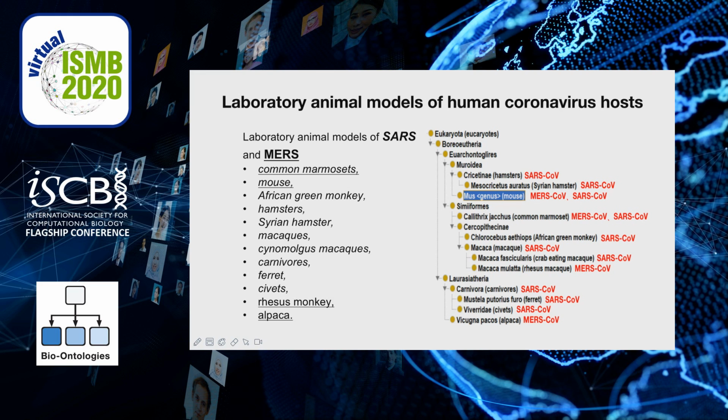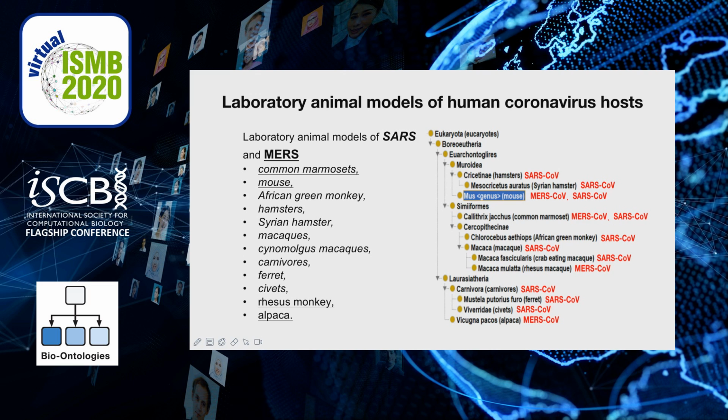Laboratory studies of SARS and MERS over the past decade have used a number of animal models. The plain text refers to experimental animals of SARS and the underlined ones to the experimental animals of MERS. The experimental animals of SARS include the most commonly used mouse, common marmoset, African green monkey, hamsters, macaques, and Syrian hamsters.